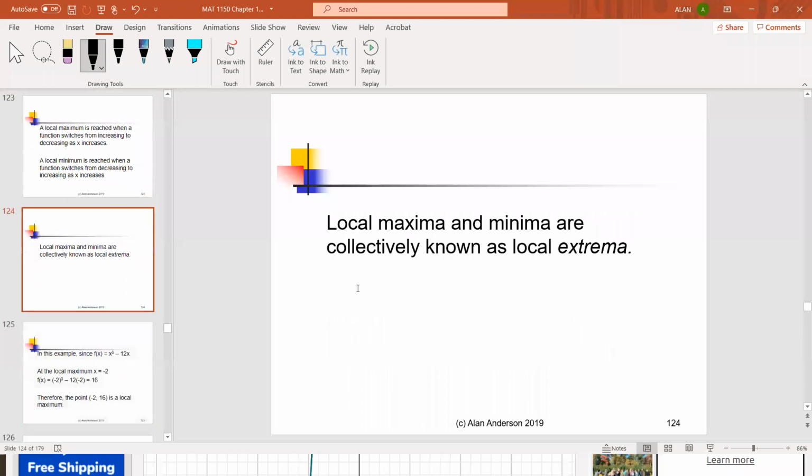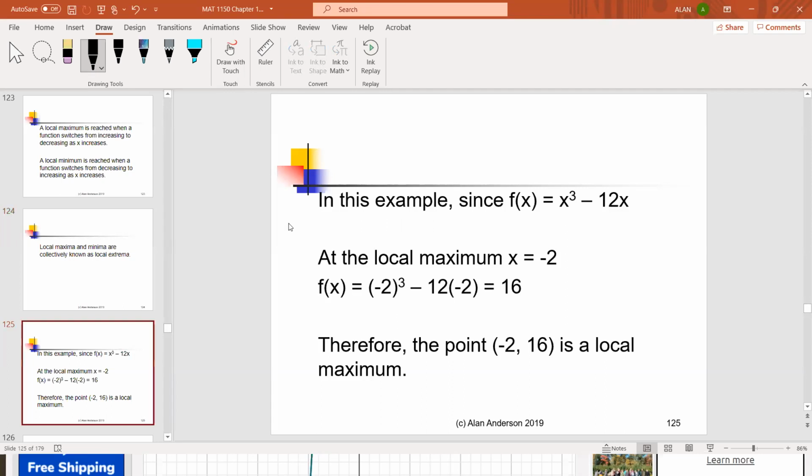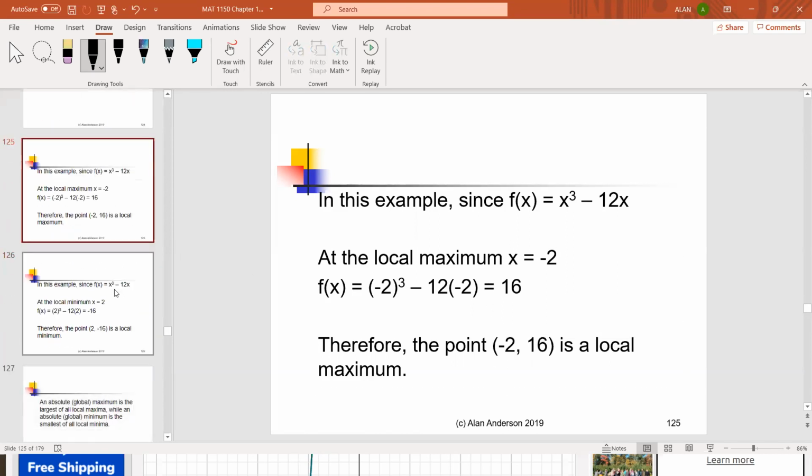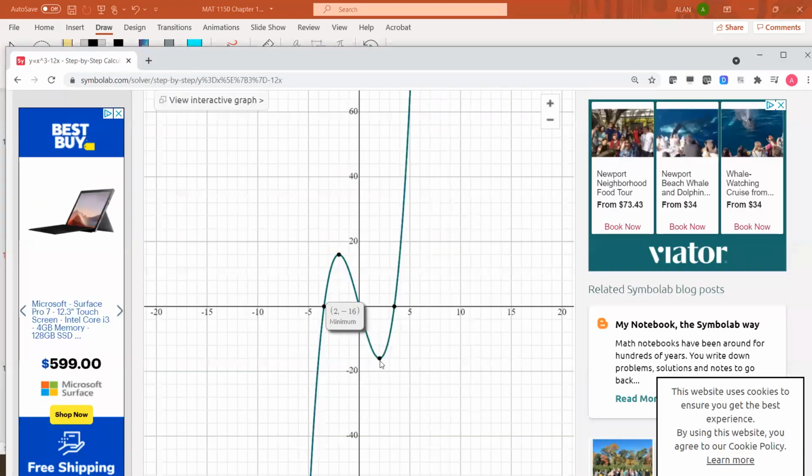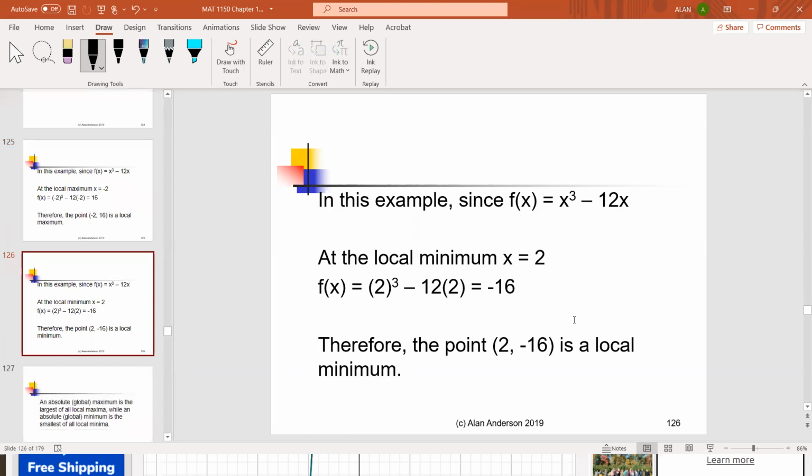Okay, now, oh, I did have this in here. So look at this one. Well, here I'm just identifying, because we've already seen it on Symbolab, that when x is -2, the function reaches a local maximum value of 16. So that makes this our local maximum. The other point down here was -16. This is a local minimum.